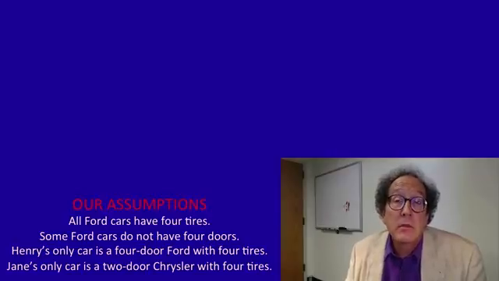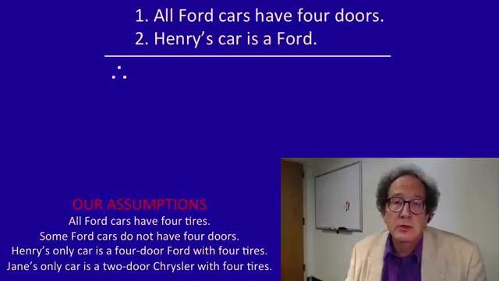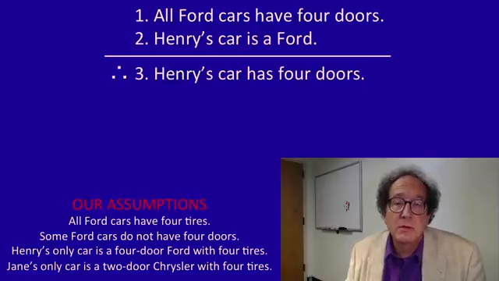Premise 1, all Fords have four doors. Premise 2, Henry's car is a Ford. Conclusion, Henry's car has four doors. Is the first premise true? No, it's not true that all Fords have four doors. Our assumptions tell us that. Second, is Henry's car a Ford? That's true. So one of the premises is false and the other one's true.